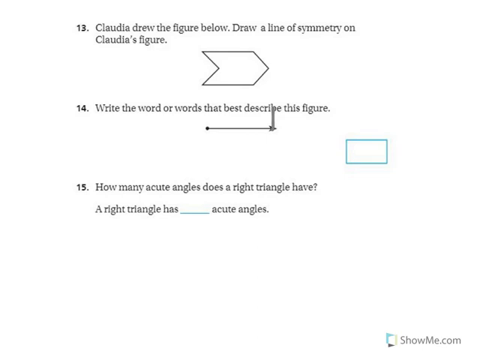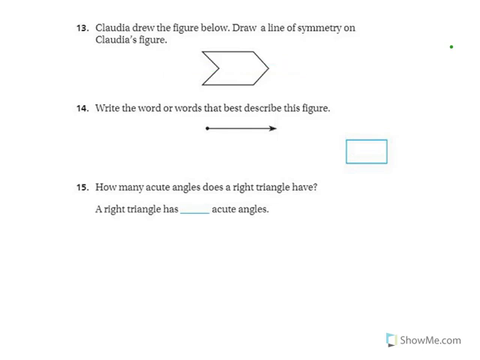Number 13. Claudia drew the figure below. Draw a line of symmetry in Claudia's figure. Well, we can look and see that we do not have one if we draw it vertically. So let's try horizontally. So if we folded Claudia's figure halfway horizontally, it would match on both sides. So that is the line of symmetry for the figure.